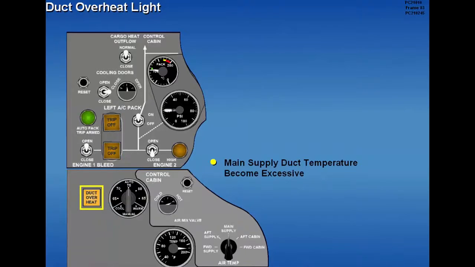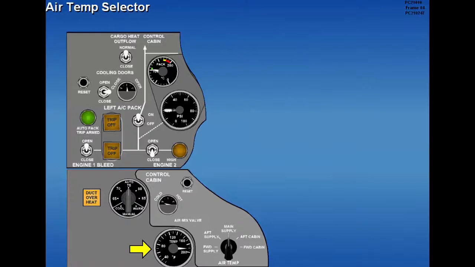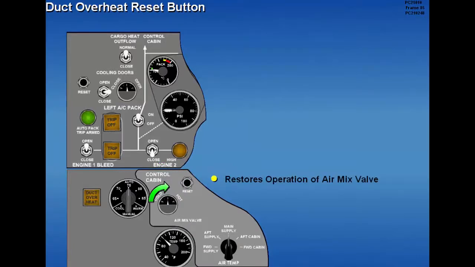If the air temperature in the main supply duct becomes excessive, a duct overheat light illuminates. With the duct overheat light illuminated, the associated air mix valve drives full cold. The overheat condition is displayed on the air temperature indicator when the air temperature selector is rotated to main supply. When the duct temperature cools below the overheat level, pressing the duct overheat reset button extinguishes the light and restores normal operation of the air mix valve.